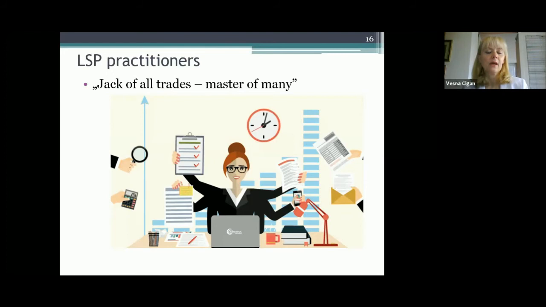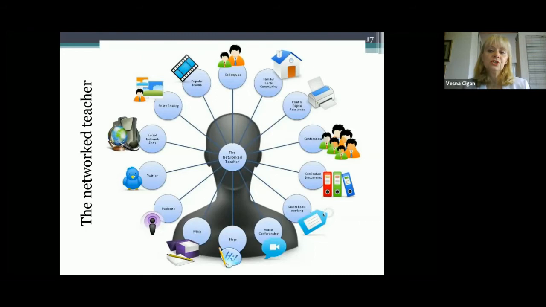skills. More recently, however, the role of the LSP practitioner calls for the increased use of digital technology to enhance teaching and learning. The networked teacher in a digital era efficiently uses digital resources, attends conferences as we do today, produces curriculum documents, prepares video conferencing as we do today, blogs, podcasts, posts material on social network sites and does many, many other things.